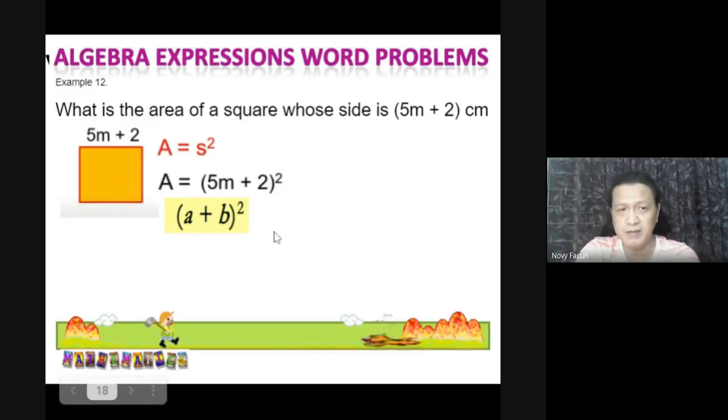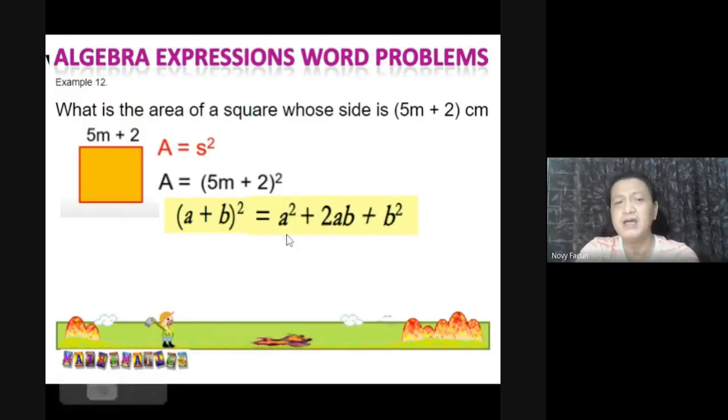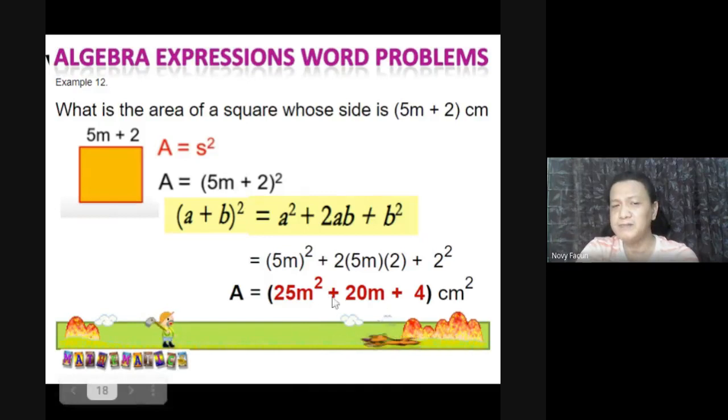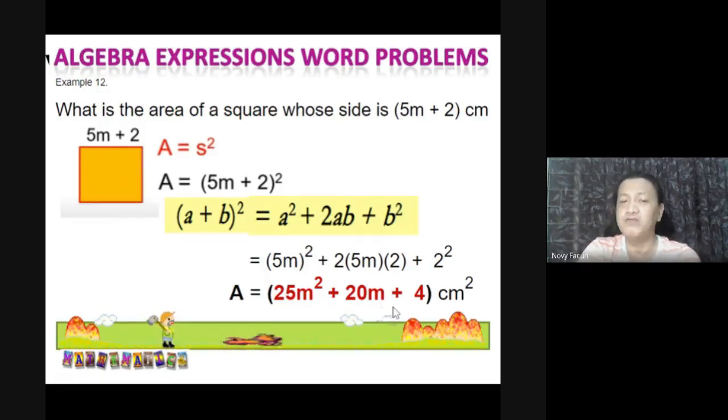If you're going to expand this, the answer should be a squared plus 2ab plus b squared. And substitute natin, that is 5m squared plus 2 times 5m times 2 plus 2 squared. And if you're going to simplify, the area of the given square is simply 25m squared plus 20m plus 4 square centimeters. This is now the area for the given problem.